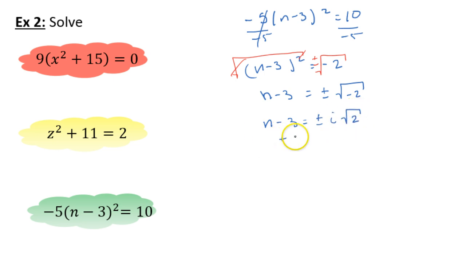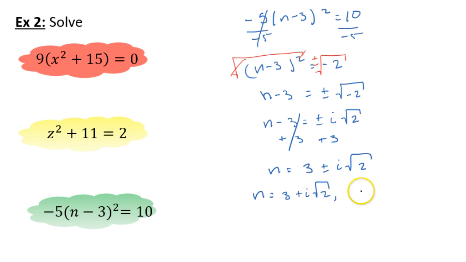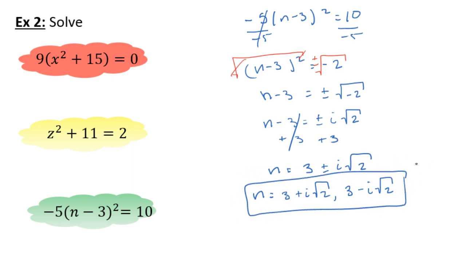Now we add 3 to both sides to solve for n. This goes away. We know that we can't combine our real element with our imaginary element. In fact, in standard form, our real element goes in front, plus or minus our imaginary element. We obtain two solutions, 3 plus i root 2 and 3 minus i root 2. Done.